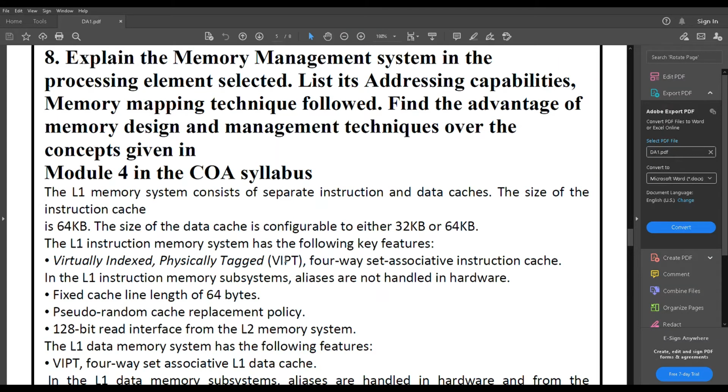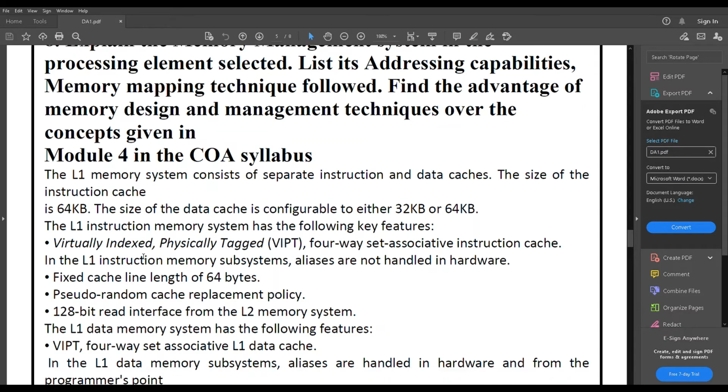The next question is to explain the memory management system in the processing element selected, to list its addressing capabilities and the memory mapping technique followed, and to find the advantage of the memory design and management techniques over the concepts given in Module 4 in the COA syllabus.